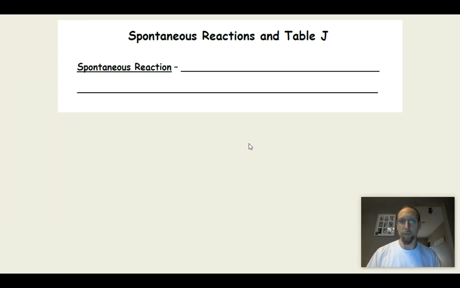Hello again, everyone. Today we're going to talk about something called spontaneous reactions, and we're going to use one of our reference tables. So get out your reference tables and turn to Table J, and that's going to help us figure out if reactions are spontaneous or not.